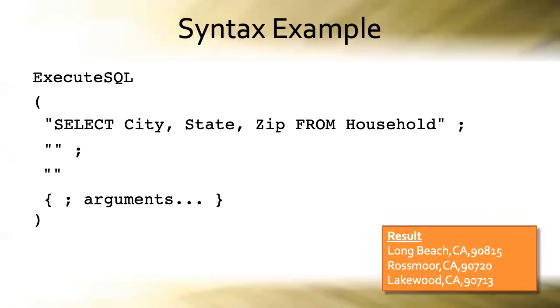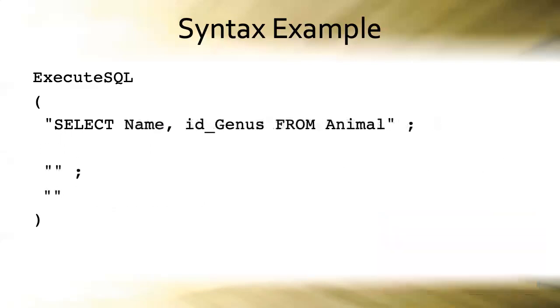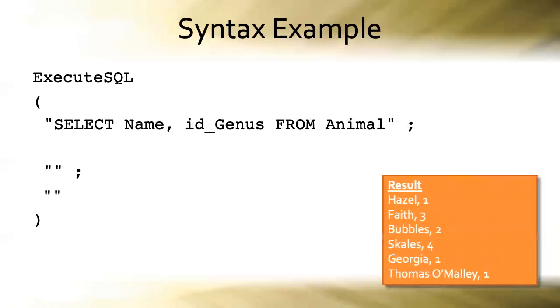Now that last argument, the one called arguments, is optional. And though we'll talk about it later, we must remove it for now since this query doesn't use it. Here's another simple example that will retrieve the animal name and genus ID from the animal table, producing this result.